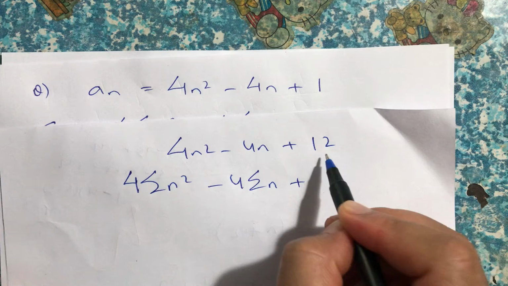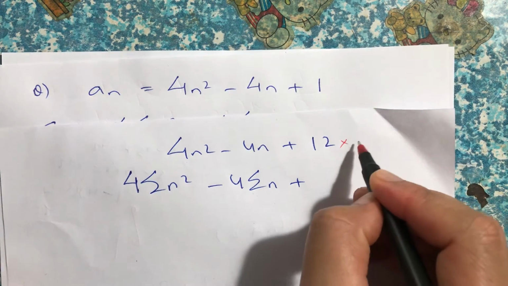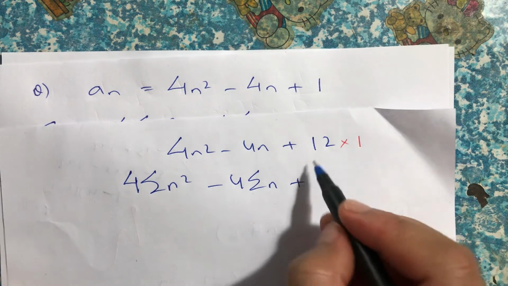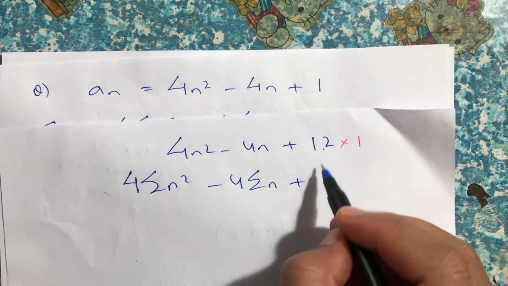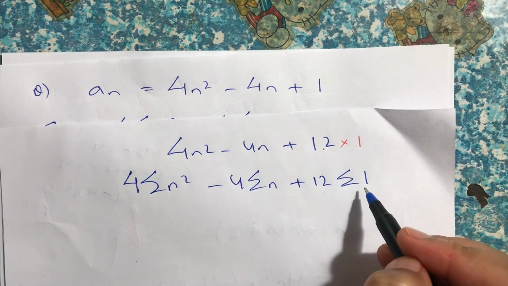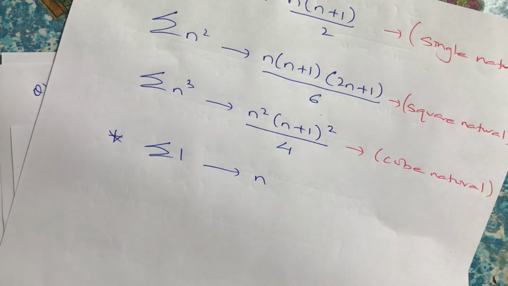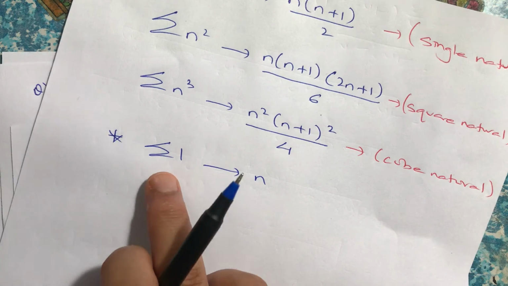Then how do I write this? You have to imagine that this is like 12 into 1. The constant, whatever is apart from 1, comes out, and then we write sigma 1. We always do this because there is a formula for sigma 1, so whatever number is there, we have to express it in terms of 1. If you have only constants, express it in terms of 1.